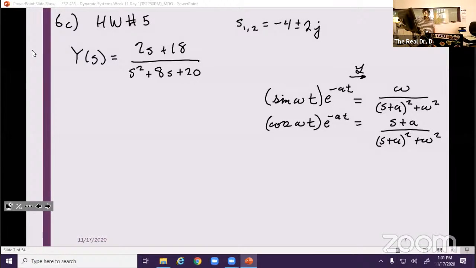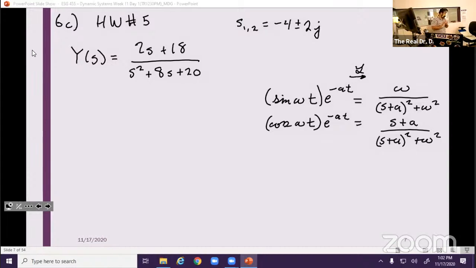So we're expecting that it will look like this, and we can see that this Laplace transform looks kind of like both of these. It's not exactly like the cosine, it's not exactly like the sine. It's somewhere in between them.